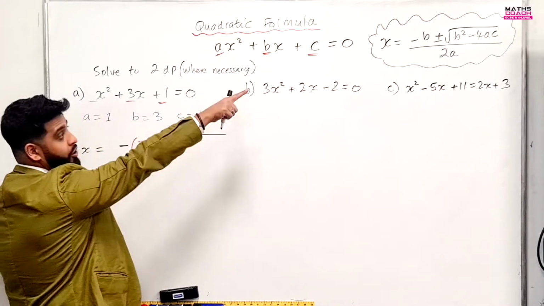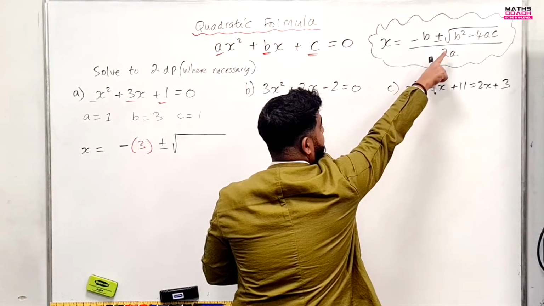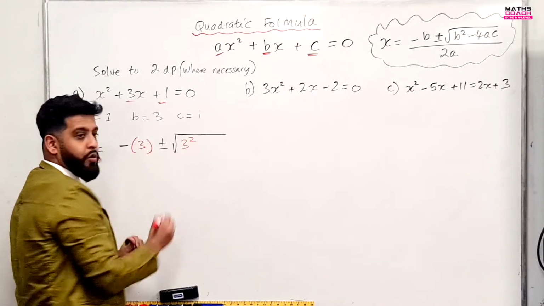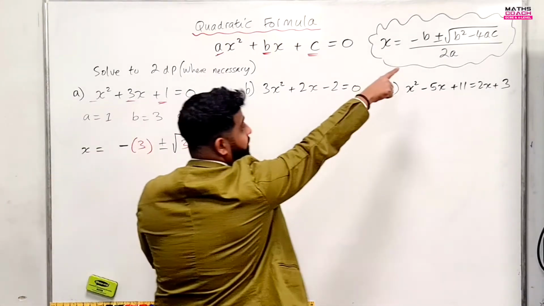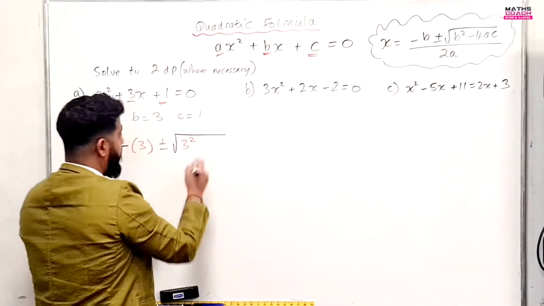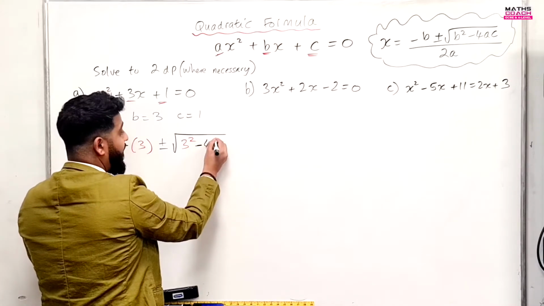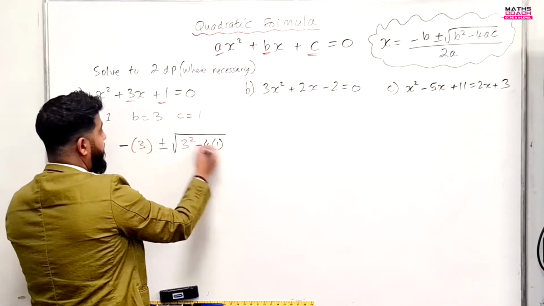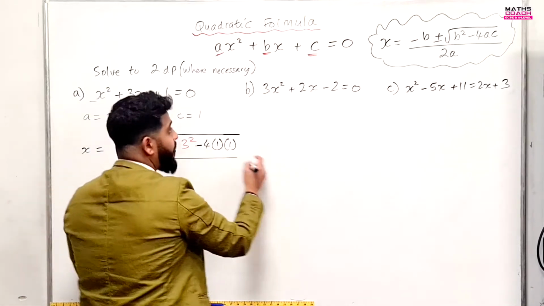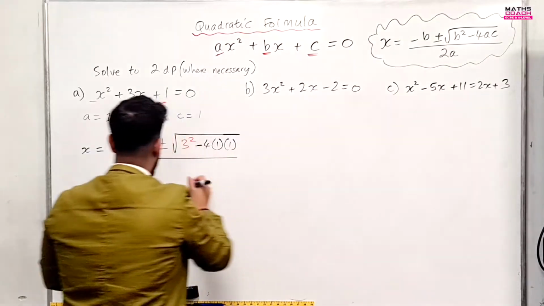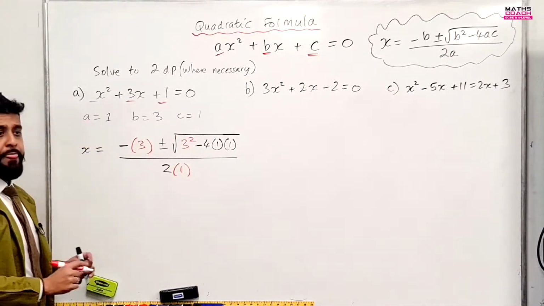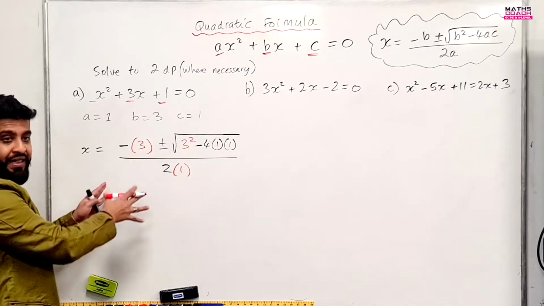So now I need to do b squared. So what's b squared? It's going to be 3 squared, like that. Minus 4ac. 4 times a times c. So minus 4 times a, which is 1, times c, which is also 1. Let's just extend that. And that's going to be all over 2 times a. So 2 times my a, which is 1. So that's the first step, to substitute your values in there.